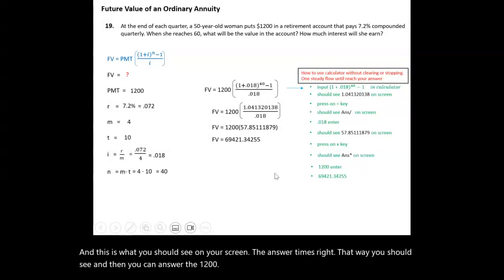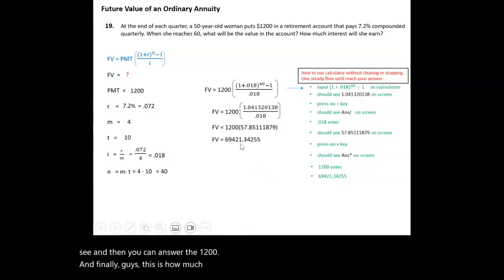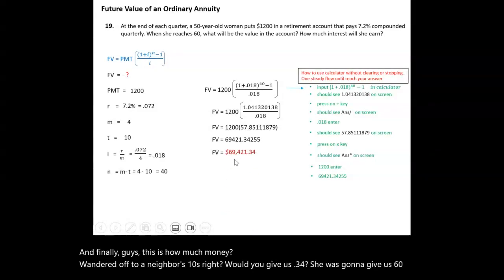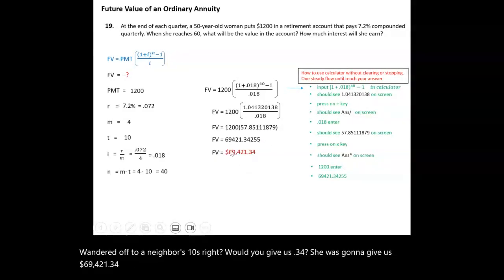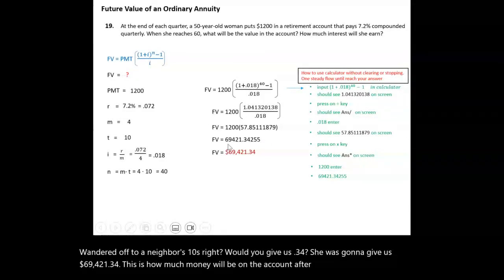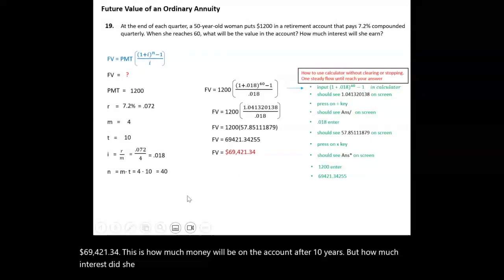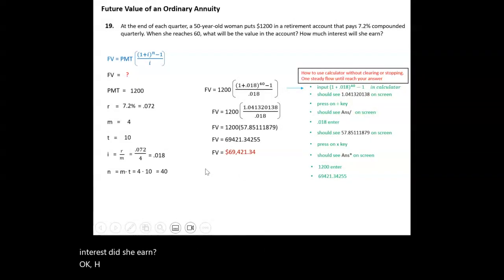And finally, guys, this is how much money, rounded off to the nearest hundredth, which gives us 0.34. So it's going to give us $69,421.34. This is how much money will be in the account after 10 years. But how much interest did she earn? How can we find that?